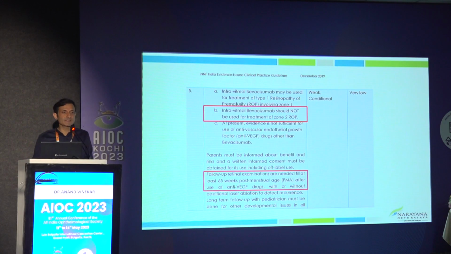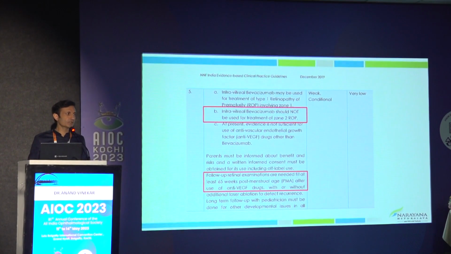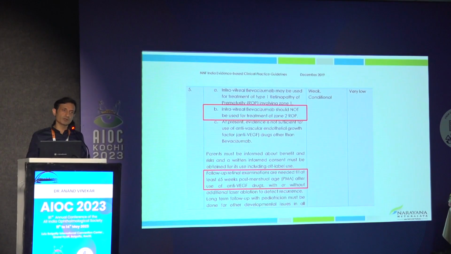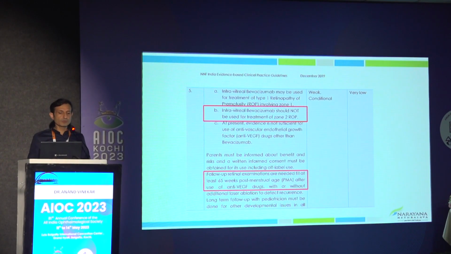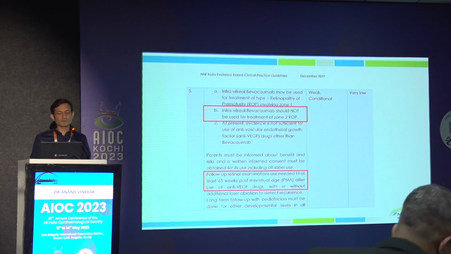Now this is from the CPG, Clinical Practice Guidelines of the NNF. Again, many of us are on that writing group. So this is something that both the clinicians, the pediatricians, and the lawyers will be looking at. So suffice to say, the 2 red boxes here, we don't use it for zone 2 ROP.